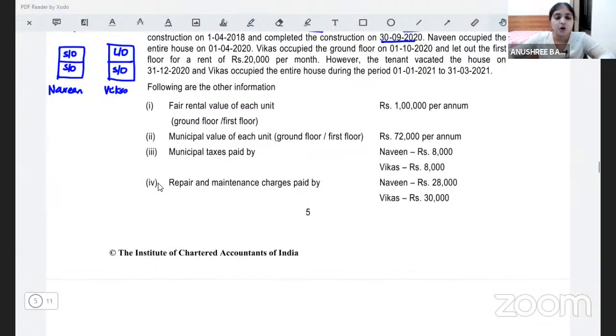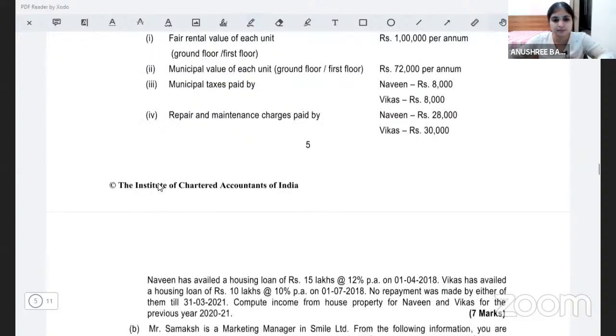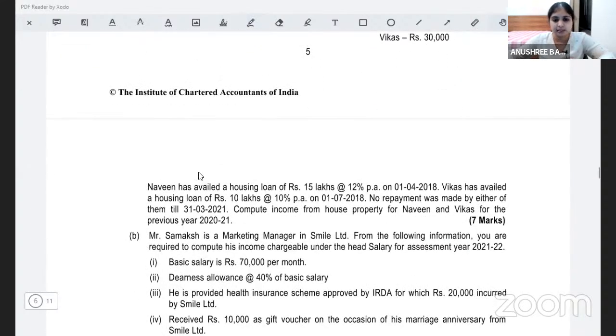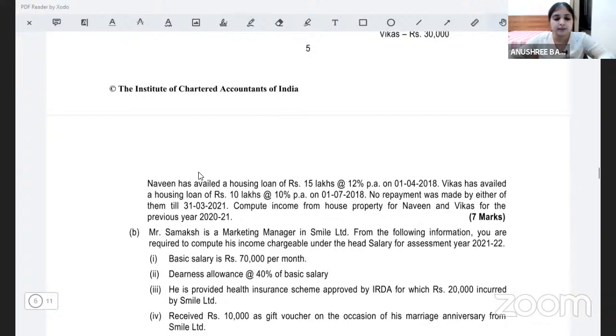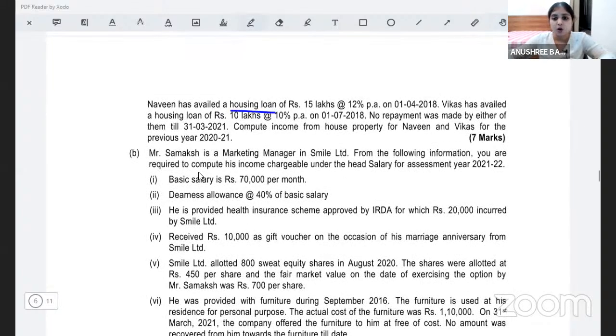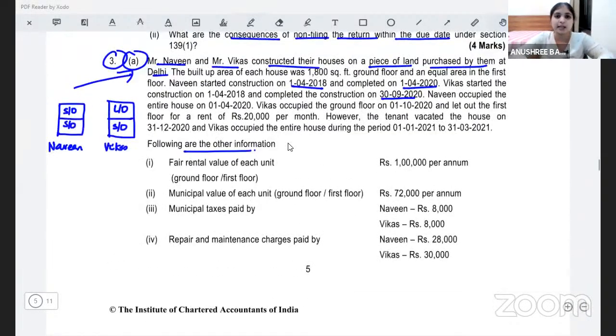Then, the following is the other information: rent, municipal value, municipal tax, repair and maintenance charges. Okay. Naveen has availed a housing loan of 15 lakhs at 12% per annum on 1st April 2018. Vikas availed a housing loan of 10 lakhs on 1st July 2018. No repayment was made by either of them till 31st March 2021. Compute IFHP for Naveen and Vikas. For both of them, we have to compute IFHP.